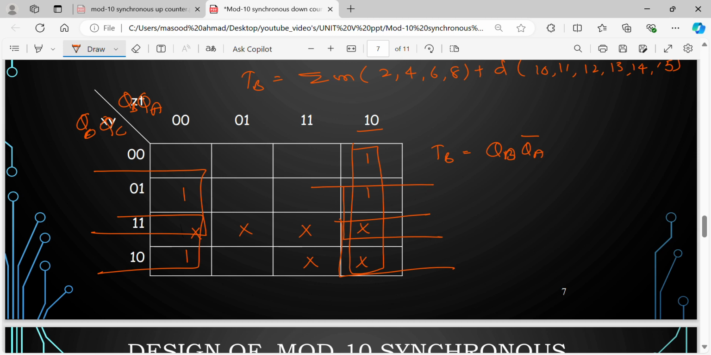When I compare these two, what I am going to get is QA bar. QA bar is common. In this, it is QD. So QD QA bar plus, once again this is QA bar, but what is common over here is QC. So QC QA bar. This is the expression for TB.